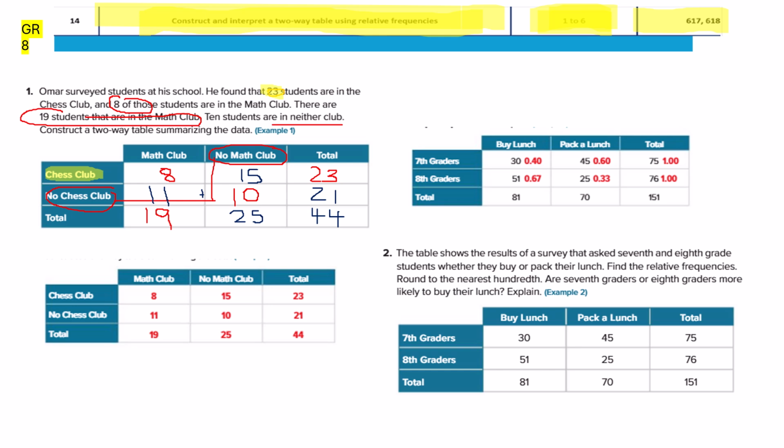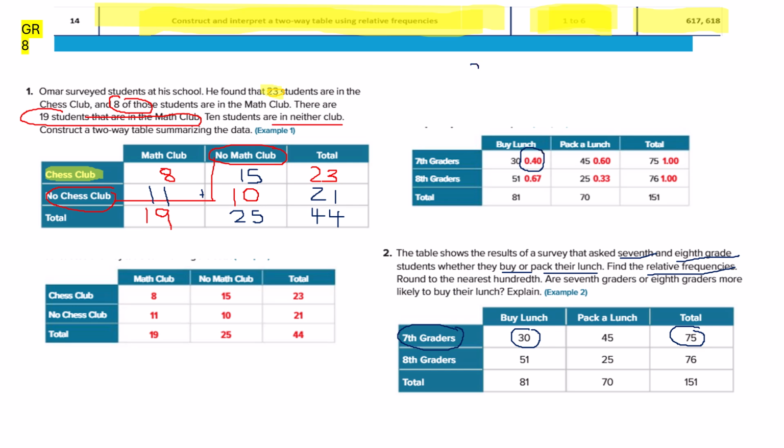Going on to question 2. Question 2 says, the table shows the results of a survey that asked 7th and 8th grade students whether they buy or pack their own lunch. Find the relative frequency. Now, how do we go about looking at this information? We're going to look at the row information, right? Because we're looking at 7th graders. So we'll take 30 and divide it by 75. And it should give us an answer of 0.4.